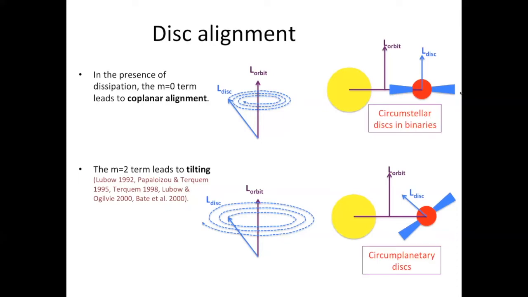For a circumstellar disk, the outcome is generally alignment. However, for circumplanetary disks, the outcome for reasonable disk parameters is in fact tilting. And this is because circumplanetary disks have a small size and a large disk aspect ratio.